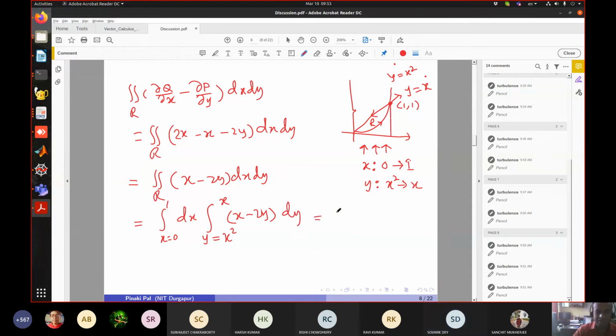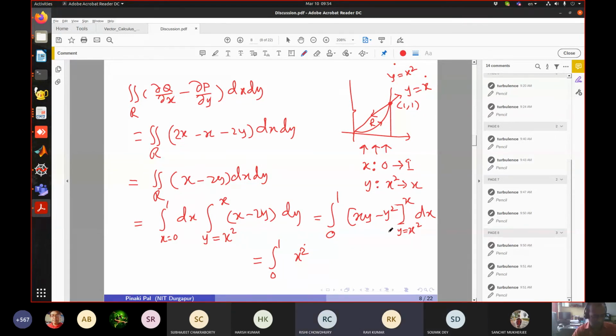This is equal to the integral from 0 to 1 of [xy minus y square] evaluated from y equal to x square to x, dx. First I have to put the limit x: x square minus x square, so that is 0.